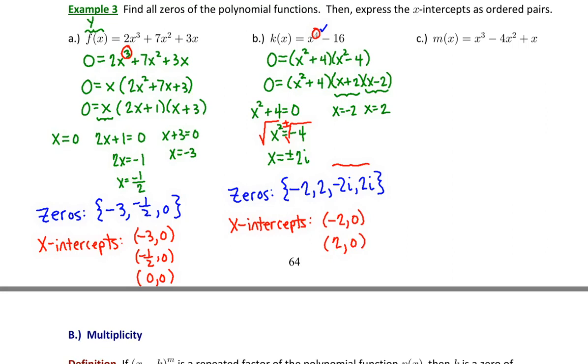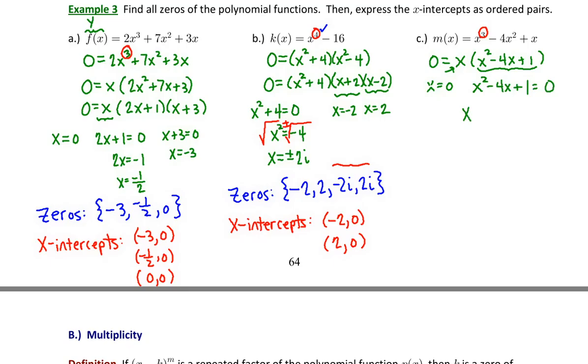For our last example, we're dealing with a degree 3 polynomial, so we can anticipate at most 3 zeros. So when we set the polynomial equal to 0, we can begin factoring by extracting the greatest common factor, which is x. This leaves behind x squared minus 4x plus 1. Now, one of our zeros is x equals 0, and we set that little factor equal to 0, but our second trinomial here does not factor. So we'll just go ahead and set it equal to 0 and solve for x using our quadratic formula.